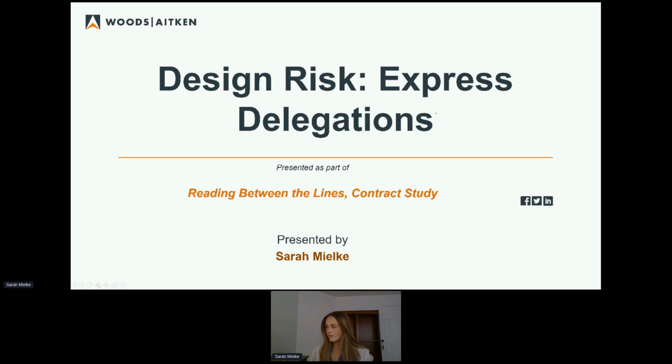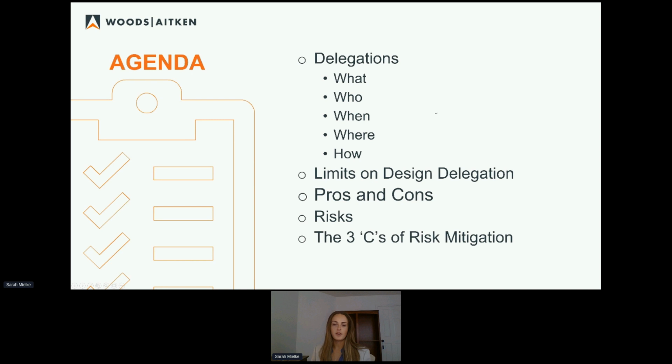So first off, a couple of the things that we're going to look at today. Delegations. What are they? Who's involved? When do they happen? Where can you find them? And how do they happen? We have to cover some of those basics before we can really understand the limits on design delegation, the pros and cons of design delegation, the risks associated with it, and what I have dubbed the 3 C's of risk mitigation when it comes to design delegation.